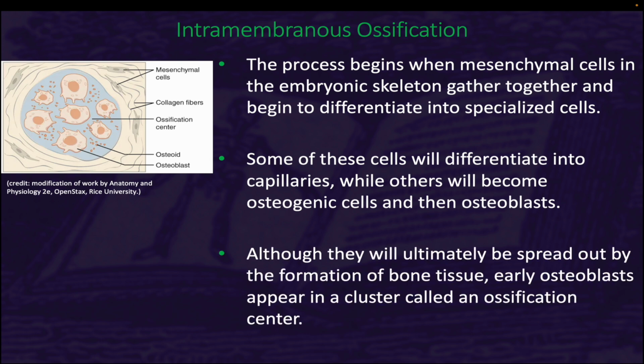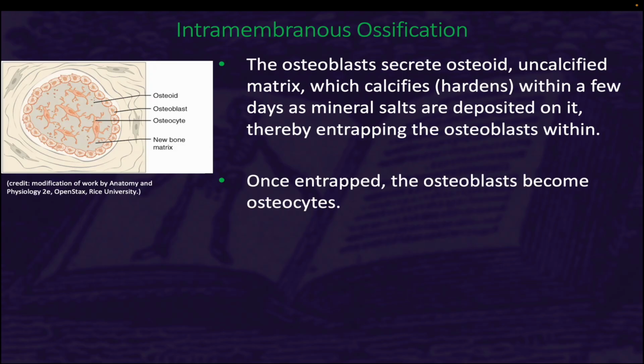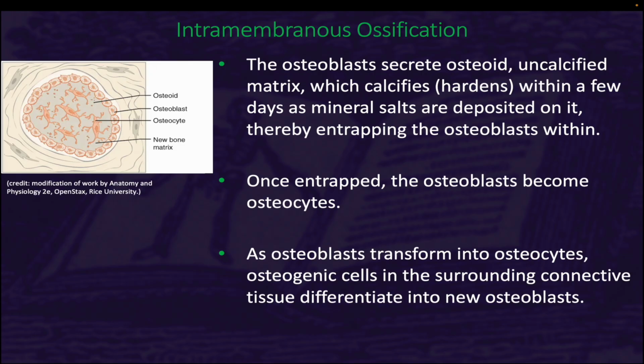Although they will ultimately be spread out by the formation of bone tissue, early osteoblasts appear in a cluster called an ossification center. The osteoblasts secrete osteoid, uncalcified matrix, which calcifies or hardens within a few days as mineral salts are deposited on it, thereby entrapping the osteoblasts within. Once entrapped, the osteoblasts become osteocytes. As osteoblasts transform into osteocytes, osteogenic cells in the surrounding connective tissue differentiate into new osteoblasts.